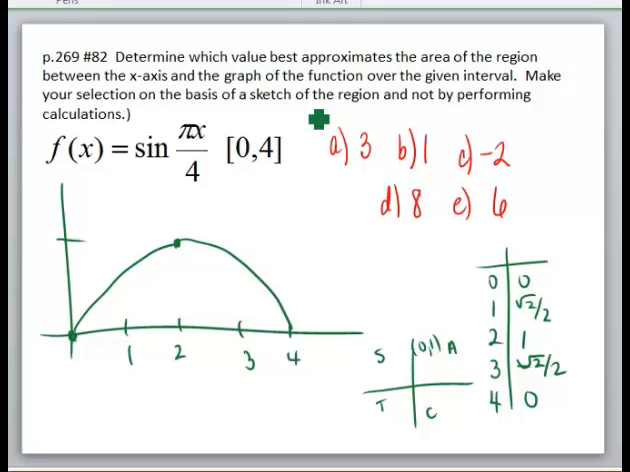So if I was to look at these answers, I would have to say that my best approximation, well, let's cut this up into some rectangles here. This rectangle right here has an area of 1 by 1, which would be about 1. This is about 1 by 1, which is 1. And then these two together might be each a half. So I'd have to say that the best approximation would be A, 3.